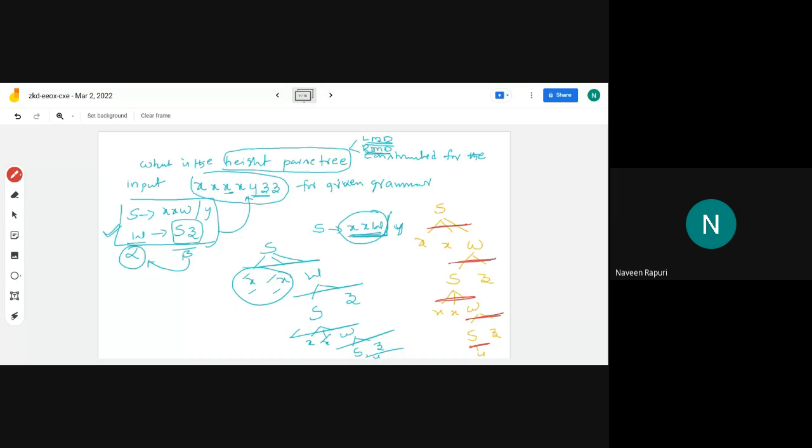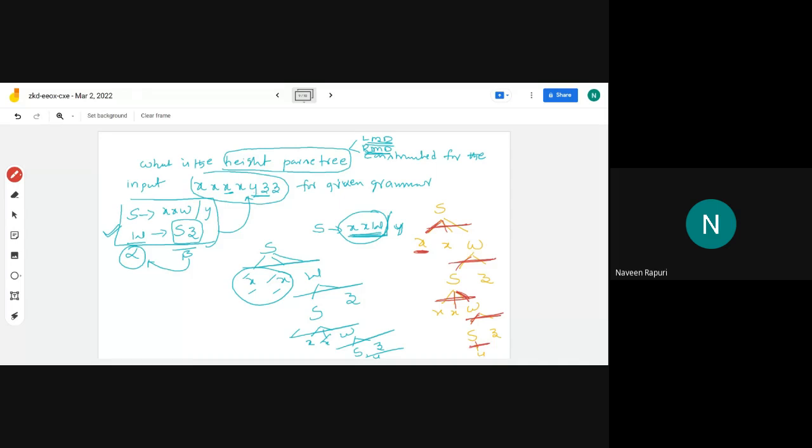Sir, how can we say the height? From root to leaves, how many edges are there in the longest path? Suppose you see here, this is the leaf node, so only one edge is there. So coming to the longest path, this one, this one, this one, and again this one. In this path there are 5 edges, so the height of the parse tree for the given grammar and given string is 5, sir.